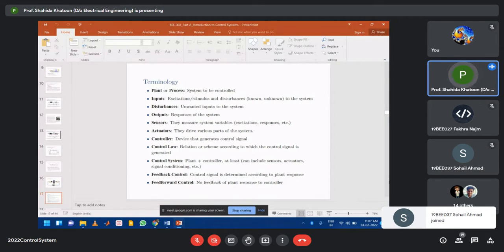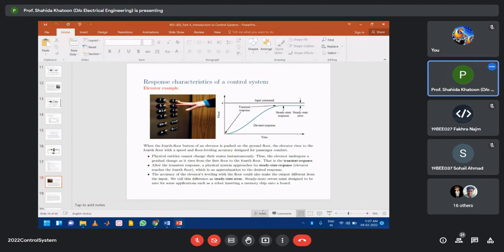And the control system is plant plus controller, which includes sensors, actuators, and signal conditioners. In feedback control, the control signal is determined according to plant response. In feed forward control, no feedback of plant response is given to the controller. Okay, so these are the basic terminology.